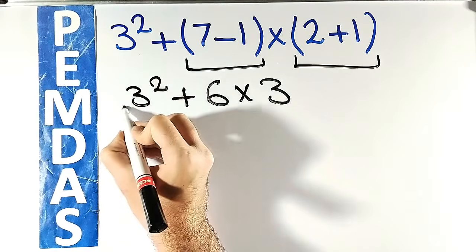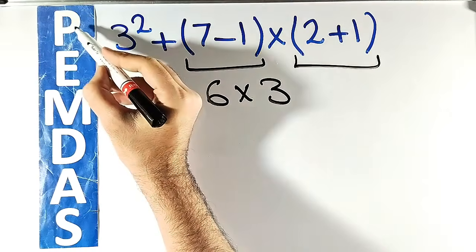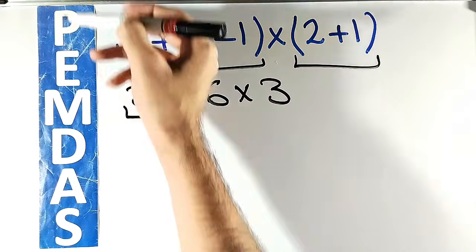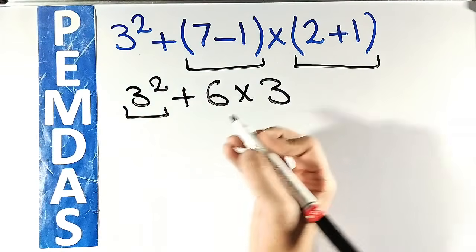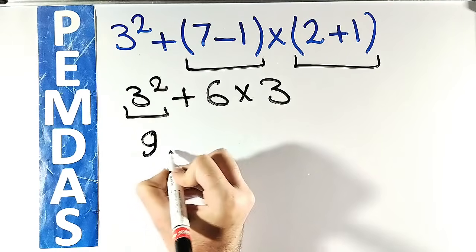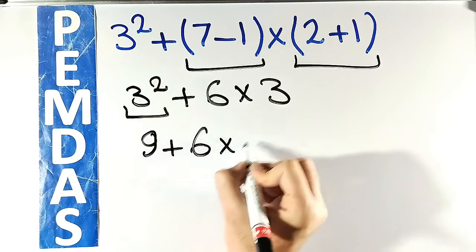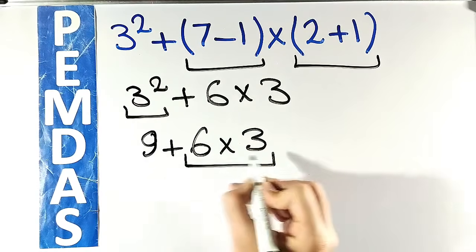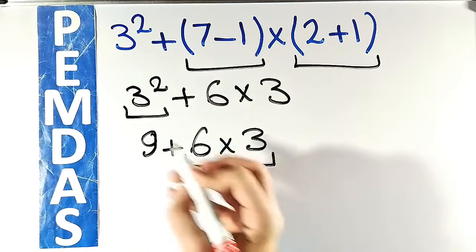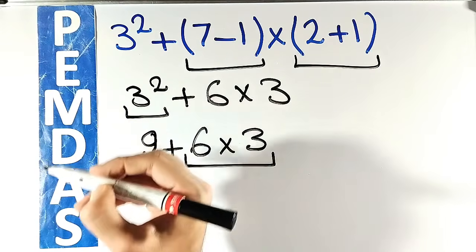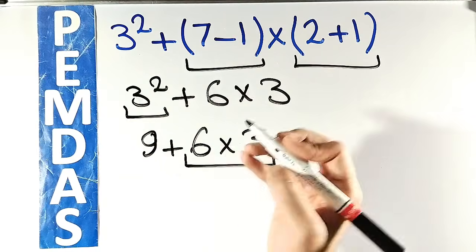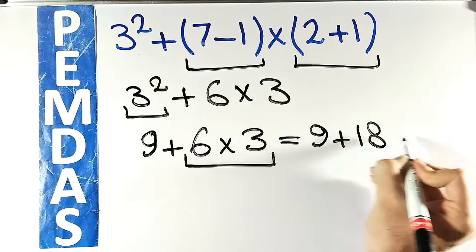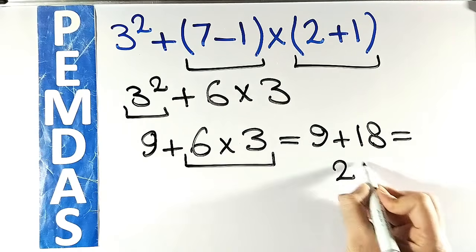And the next step, we go for the exponent, because in the PEMDAS rule, after parentheses, exponent has a higher priority than the other operations. So, we rewrite this expression as 9 plus 6 multiplied by 3. And the final step, we go for the multiplication between 6 and 3, because multiplication has a higher priority than addition. So we rewrite this equation as 9 plus 18, which finally gives us the answer, 27.